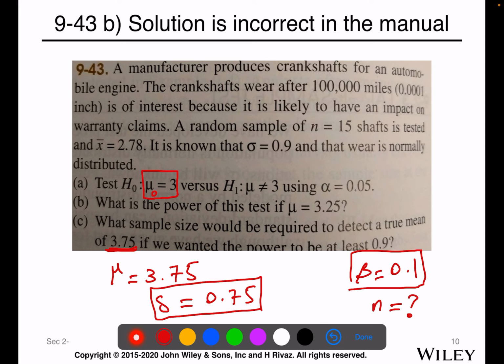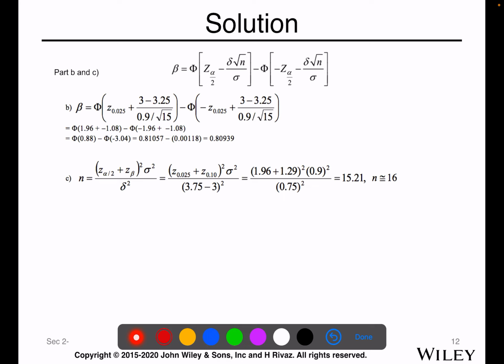Any questions? Okay. So this is the equation for computing n. It's z of alpha divided by 2 plus z of beta, the whole thing to the power 2 times sigma squared divided by delta to the power 2. Z of alpha divided by 2 is 1.96. Z of beta, which is 0.1, is 1.29. And delta here is 0.75, right? And the sigma was known in the question, was 0.9. So we get 15. We want beta to be at most 0.1, so that means that we have to round this up always. So n is 16. So we need 16 samples.